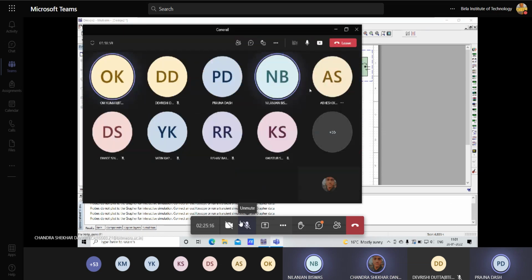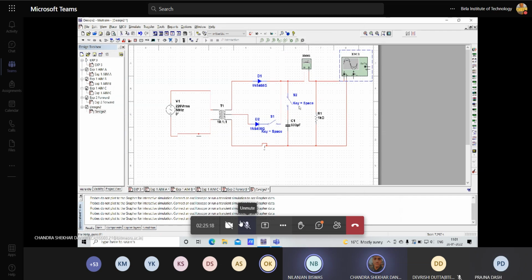So in experiment 4, as madam said, you can also show your input voltage. Just connect the terminal B with that source, and then you can show both input and output in the same window.